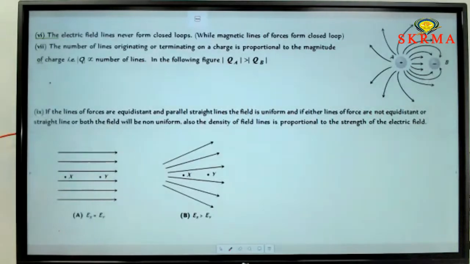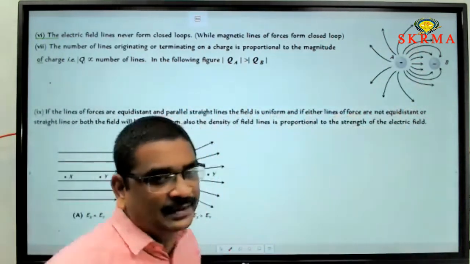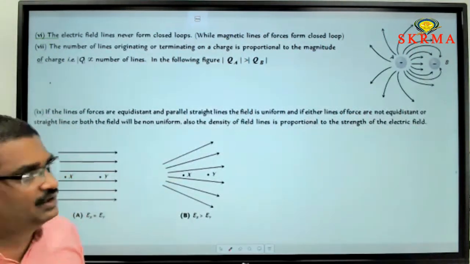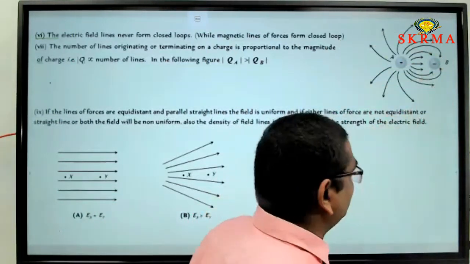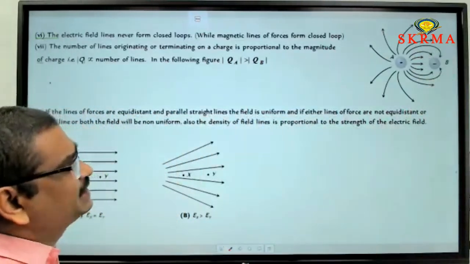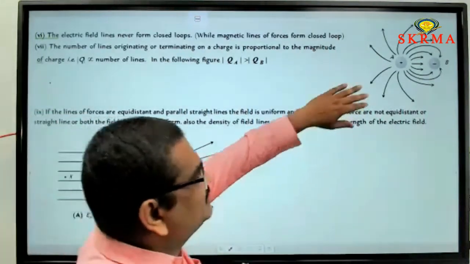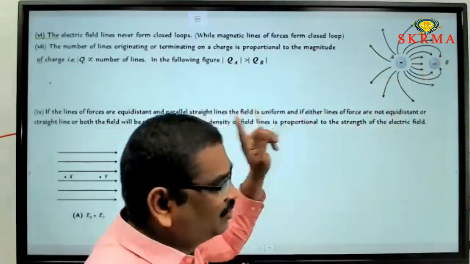Next point. The number of lines terminating from the charge is proportional to the magnitude. So check this diagram. The number of lines coming from a charge gives the magnitude of that charge. Here, for this positive charge, the number of lines is more compared to the negative charge. At the negative charge only 4 lines are there, but at the positive charge more than 10 lines are there.